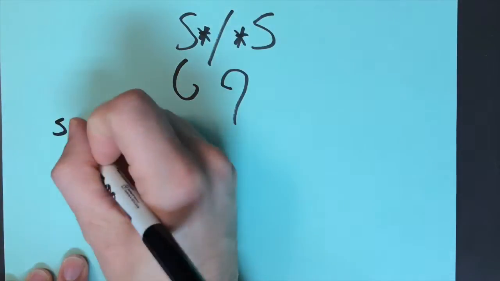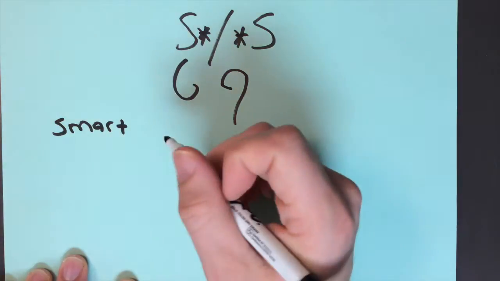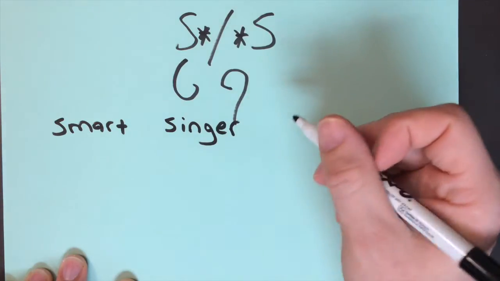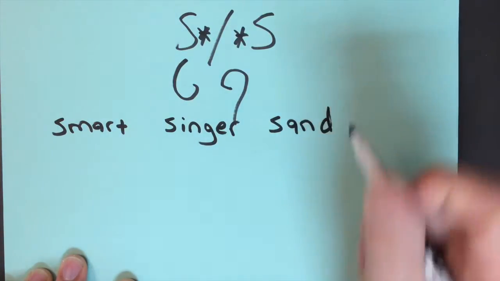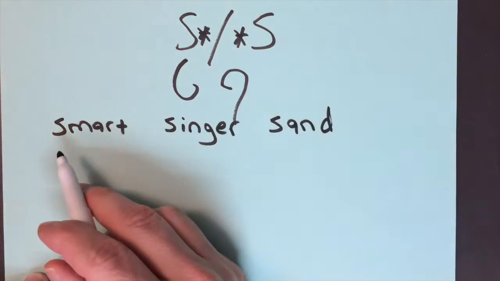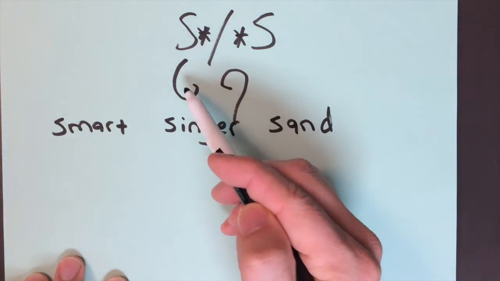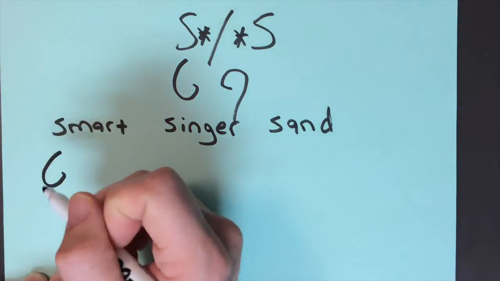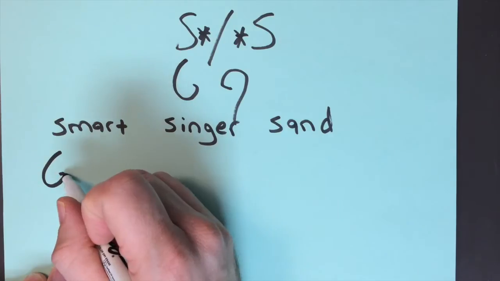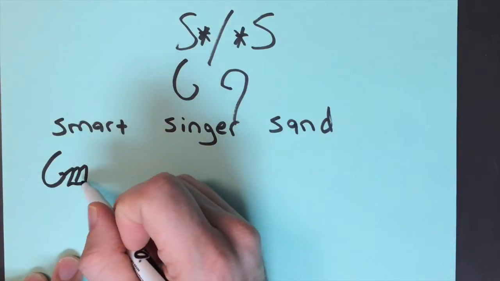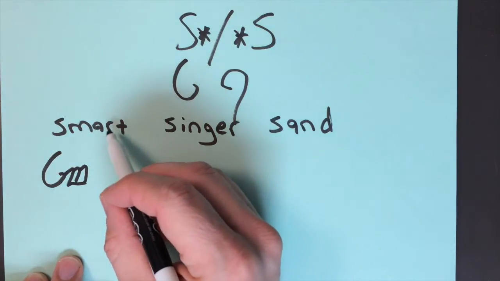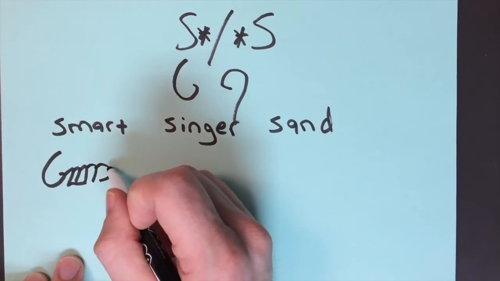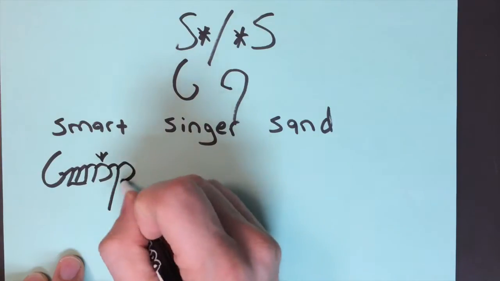So let's do smart, singer, and sand. Alright, all these are going to use this S because they start at the beginning of a word. So let's write smart. You write out this, that's your S. Then you draw an M. Then we're going to do an R, and the R that we're using before the consonant is going to be this one. Let's put our A and finish it out with a T.